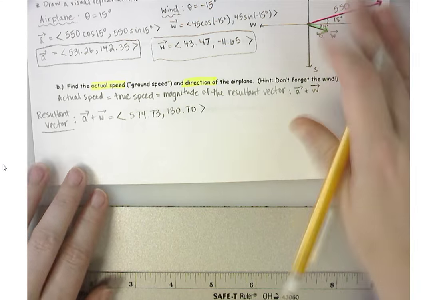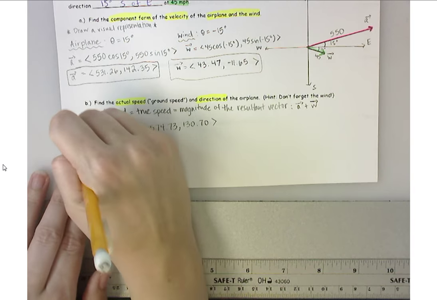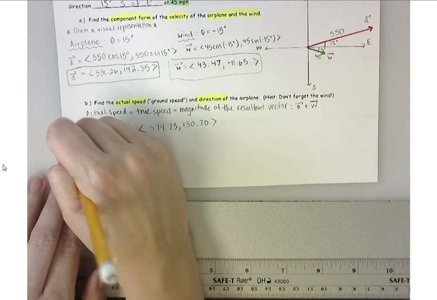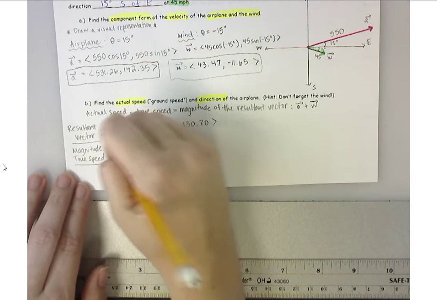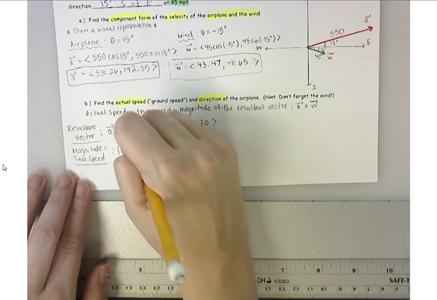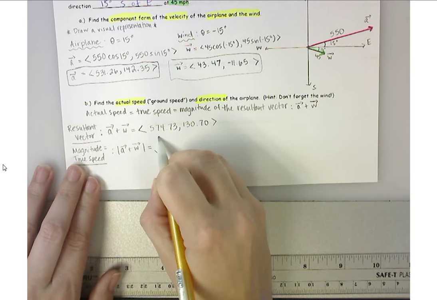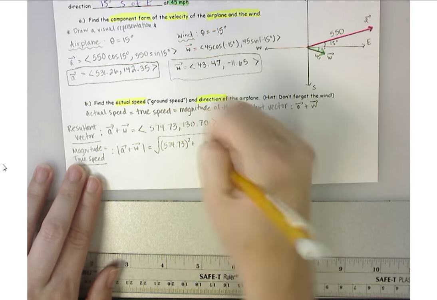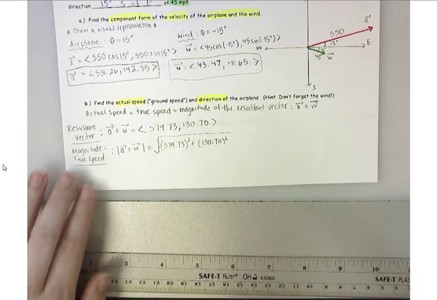Okay, so now we are going to find the magnitude. Yep, the magnitude is the true speed. So we are going to do the magnitude of the vector A plus W. When we do the magnitude, we're going to do 574.73 squared plus 130.70 squared. Go ahead and calculate that.